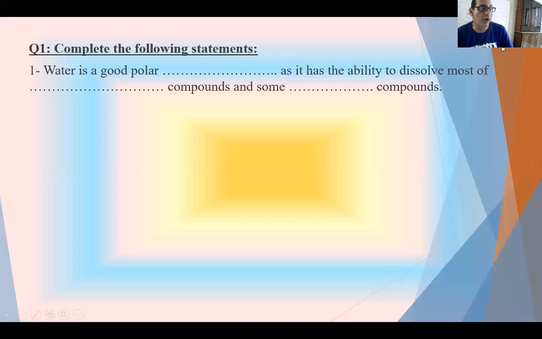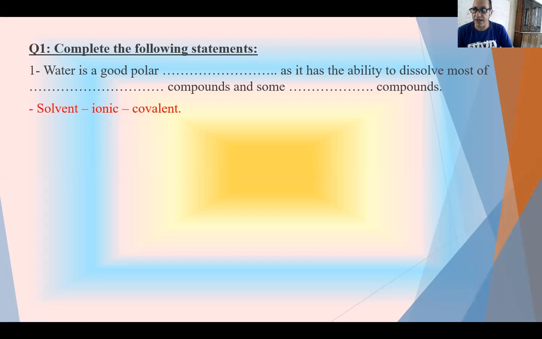Water is a good polar what, as it has the ability to dissolve most of what compounds and some of what compounds. Water is a solvent, so it's supposed to be a polar solvent because it dissolves most of the compounds. Most of the ionic compounds can be dissolved because it is polar. So polar can dissolve most of polar and ionic compounds, but only some of the covalent ones. Only the covalent ones which can make hydrogen bonds with water, as we studied before.